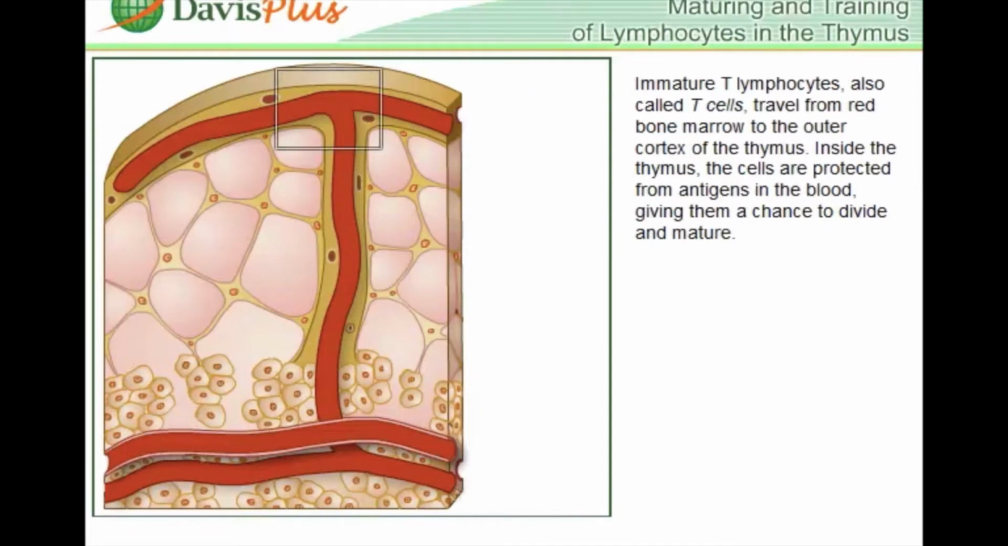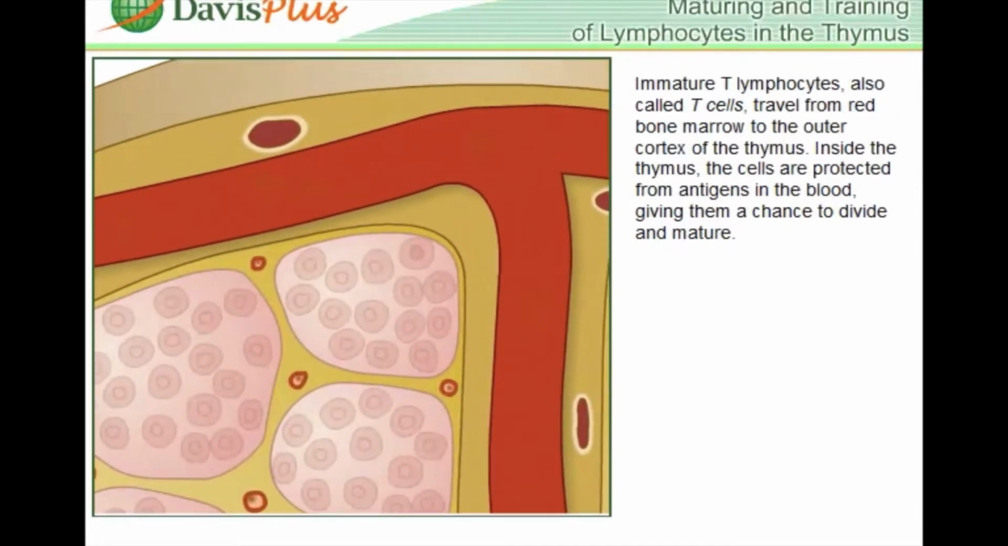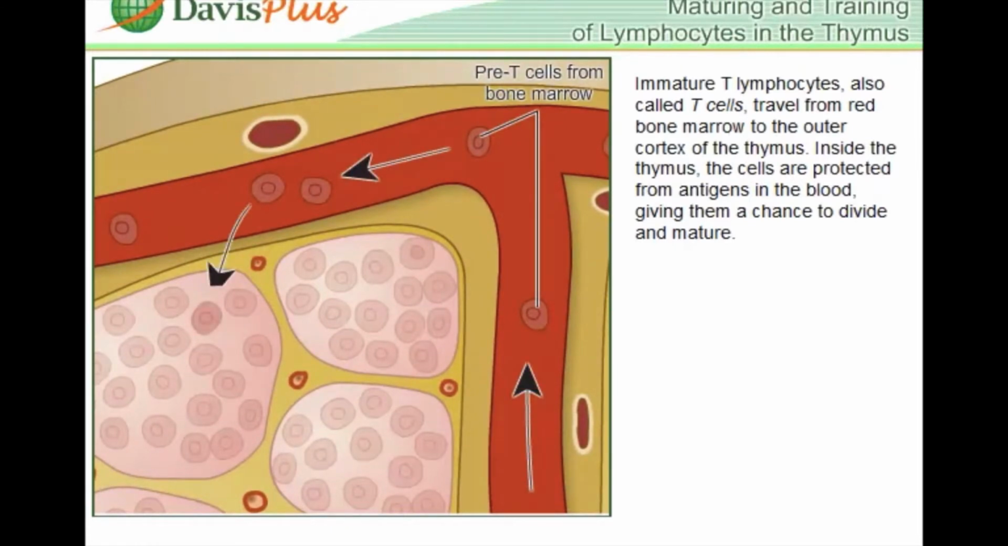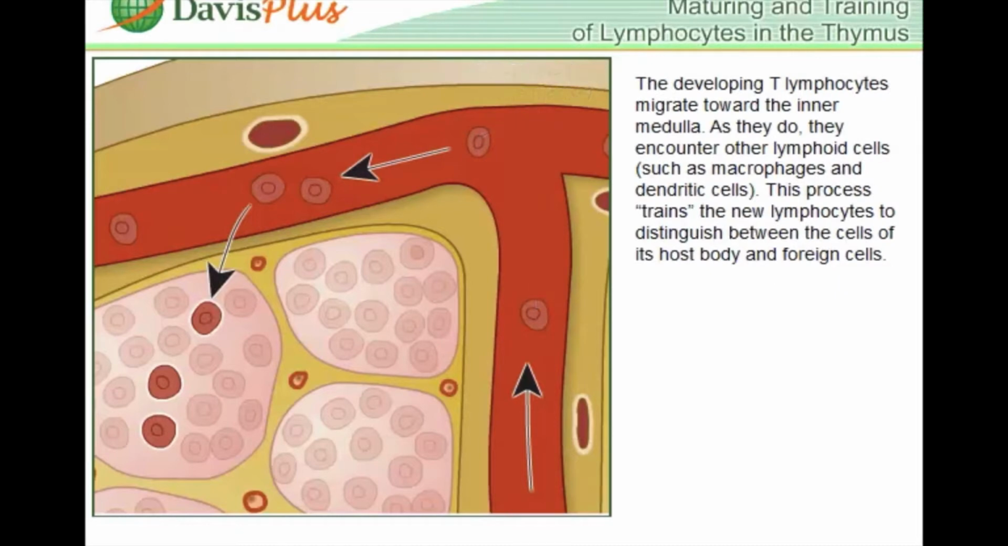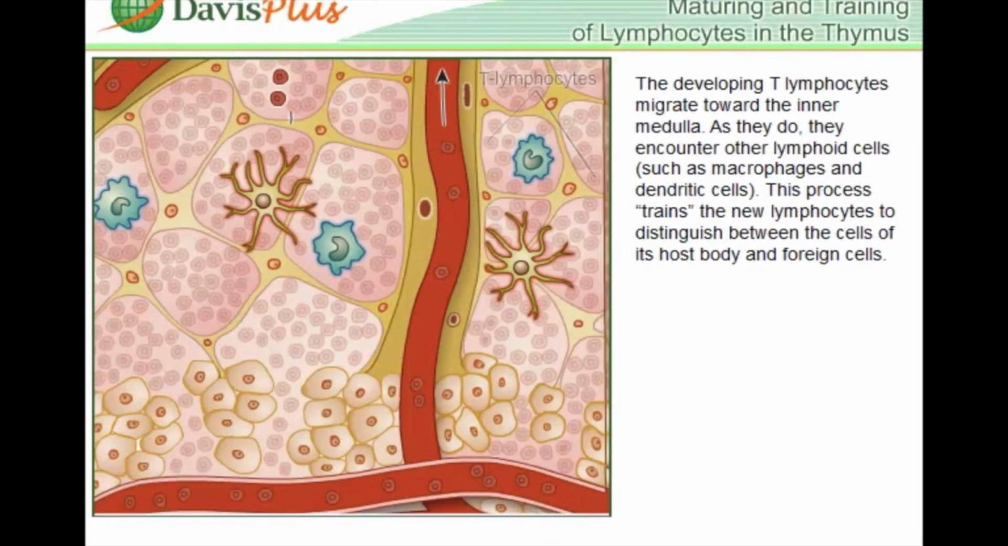Immature T lymphocytes, also called T cells, travel from red bone marrow to the outer cortex of the thymus. Inside the thymus, the cells are protected from antigens in the blood, giving them a chance to divide and mature. The developing T lymphocytes migrate toward the inner medulla.